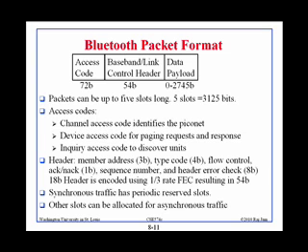So the packets can be up to 5 slots long. 5 slots will mean about 3125 bits. You can calculate how many bytes that is. Anyway, the first 72 bits are the access code, the next 54 bits are the header, and then the payload is the rest. The access code identifies the Piconet.